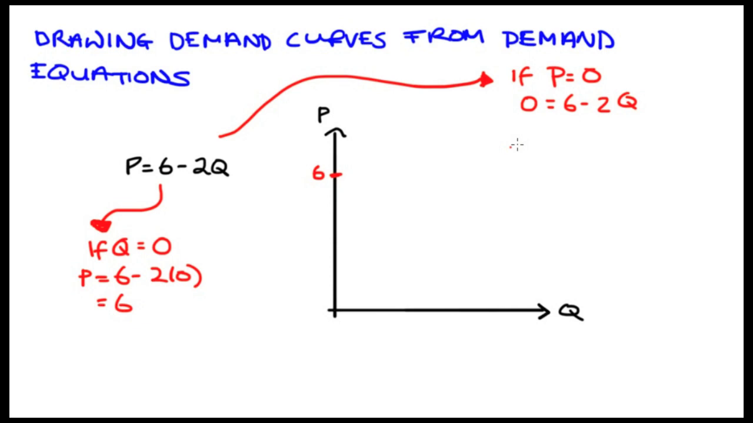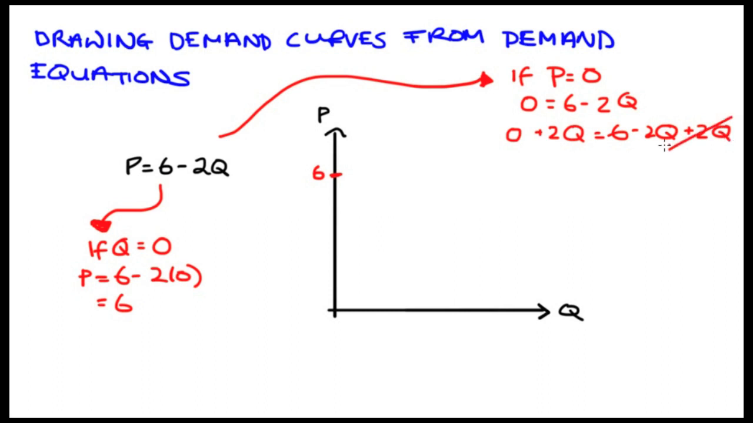I'm going to do that by adding 2Q to both sides. You can see I've got a negative 2Q there. I can get rid of that on the right-hand side by adding 2Q. And whatever I do to one side, I have to do to the other. So I make sure I add 2Q to the left-hand side. I get 0 plus 2Q is equal to 6 minus 2Q plus 2Q.